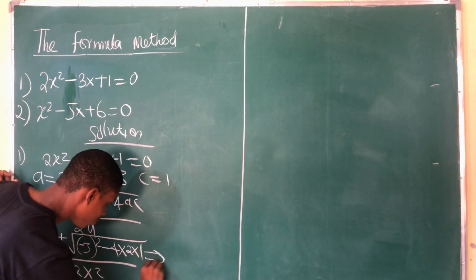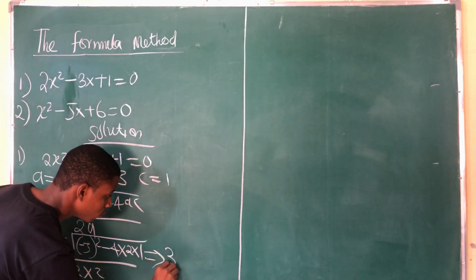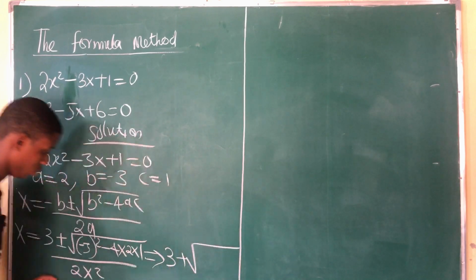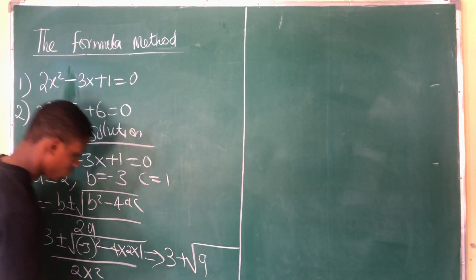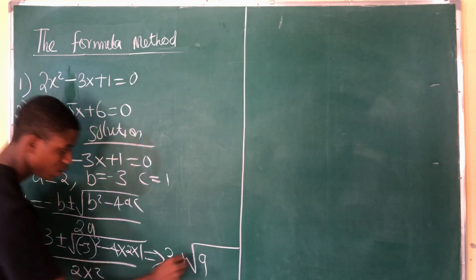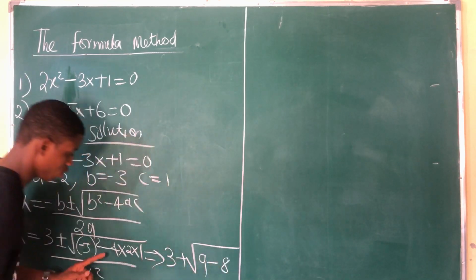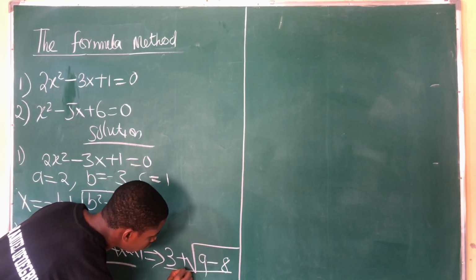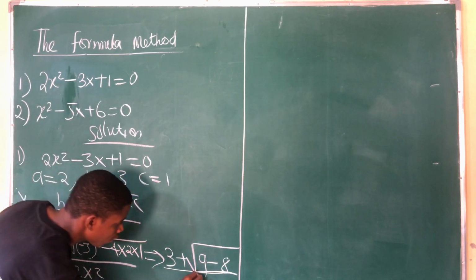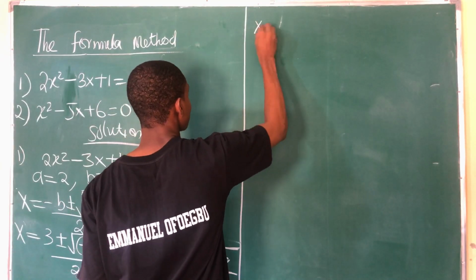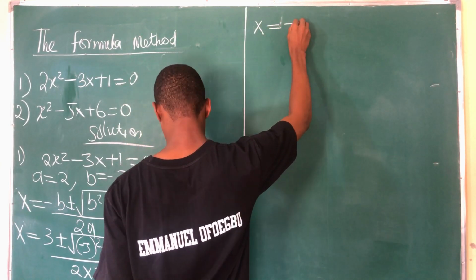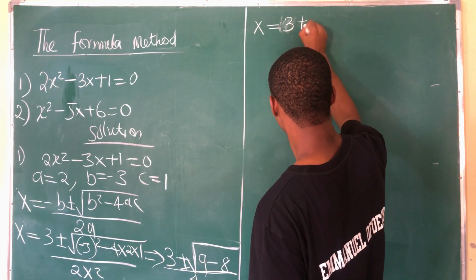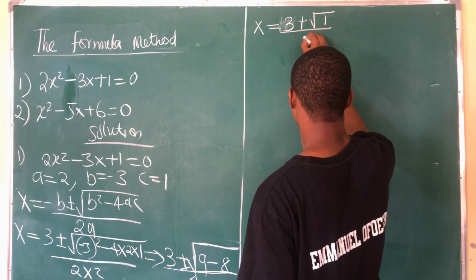So we have 3 plus or minus the square root of 9. Now we have 4 multiplied by 2, which is 8, and 8 multiplied by 1 is 8. That's why we just subtract this, over 2 multiplied by 2, which is 4. So we have x is equal to 3 plus or minus the square root of 1, over 4.